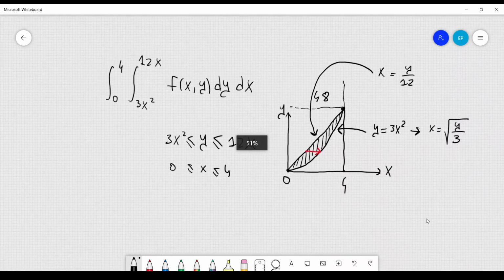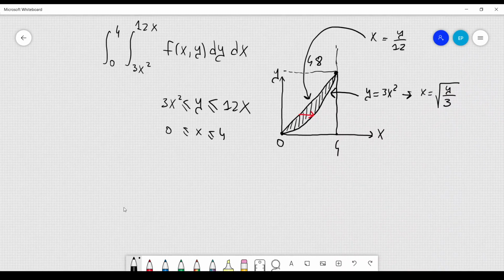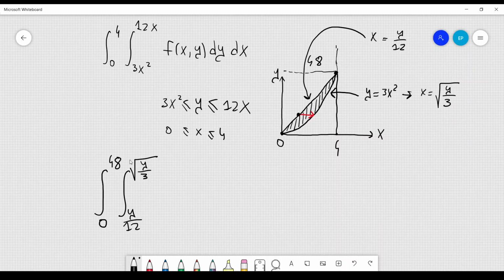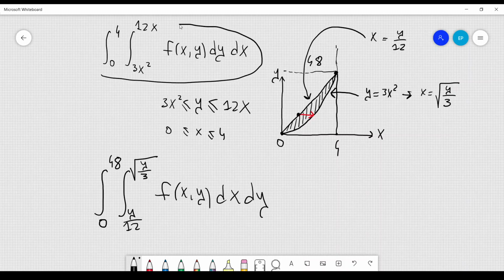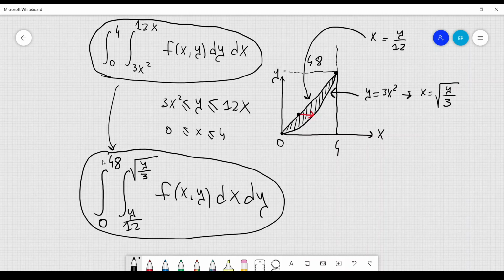Therefore, when we integrate and we want to swap the order of integration, the integral over x can be performed between this line here, which is the line x equal to y over 12, all the way up to the square root of y over 3. And then the y coordinate will change between 0 here and 48. Simple as that. And then here we have the same function f of x y dx dy. So this integral here is equal to this integral here. And this is the solution to our problem.